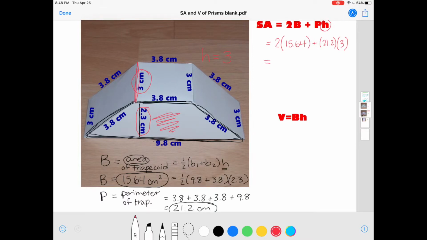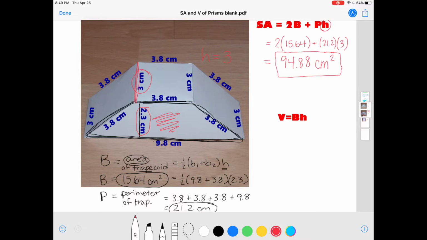So the 2 base shapes add up to 31.28, and then I'll add on that lateral area, and I'm getting a total surface area of 94.88 square centimeters. That means, like, if I had little stickers that were 1 centimeter by 1 centimeter, it would take me almost 95 of them to cover this whole shape.